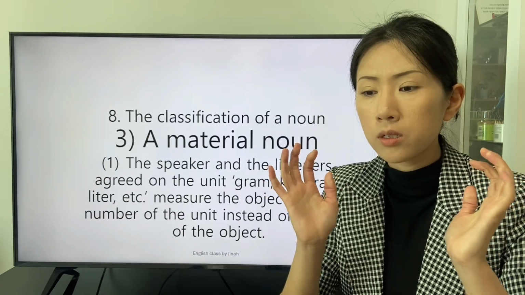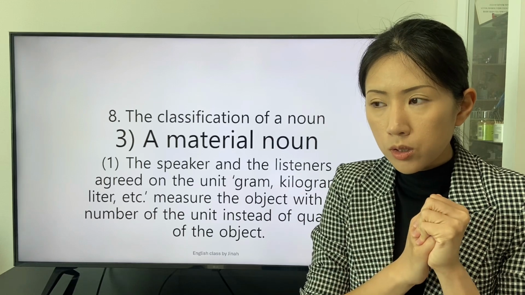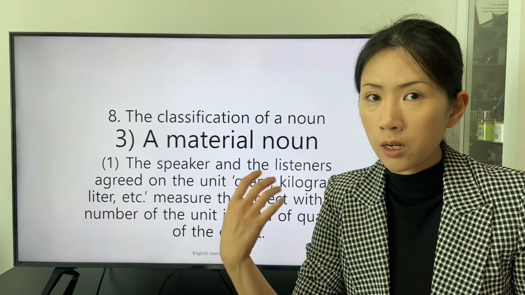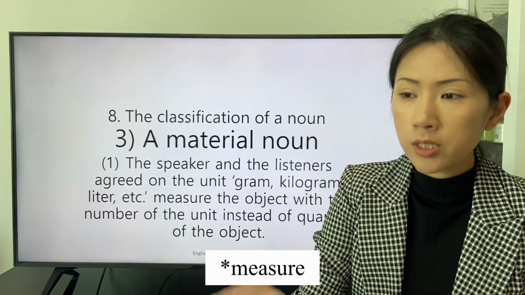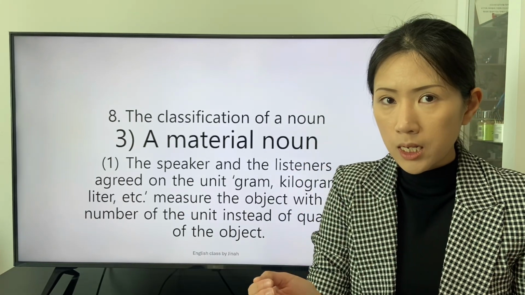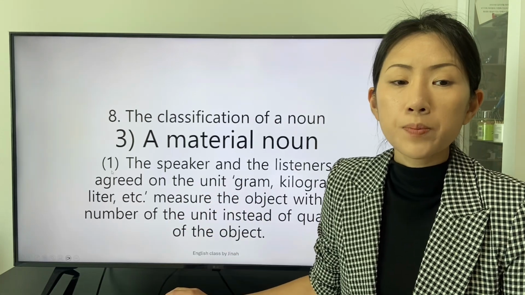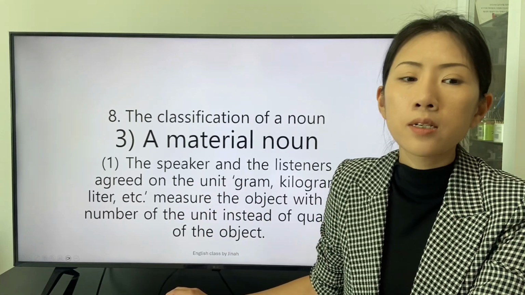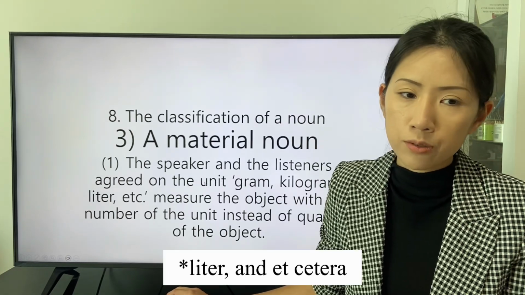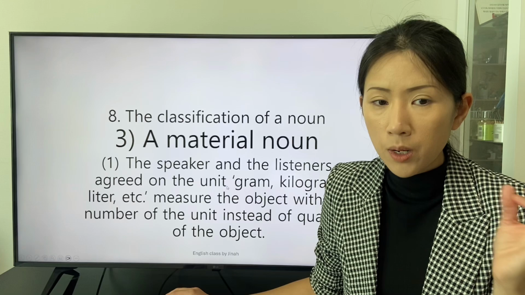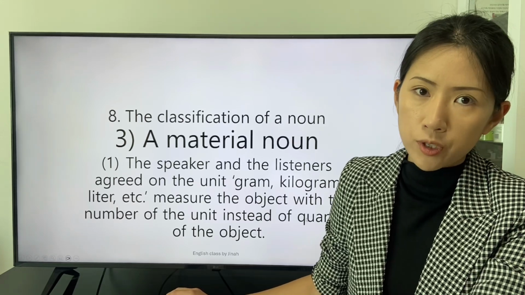So the people in the linguistic group, to indicate an object indicated by a material noun, measure the quantity instead of the number of the object. The speaker and the listeners agreed on the unit. Gram, kilogram, liter, etc. measure the object with the number of the unit instead of the quantity of the object.